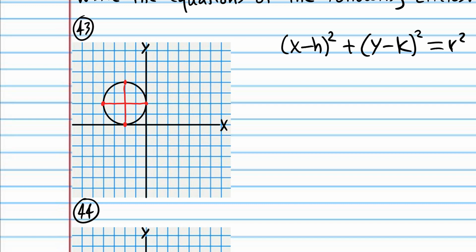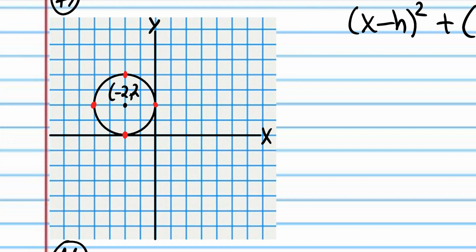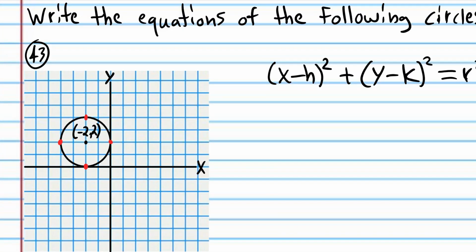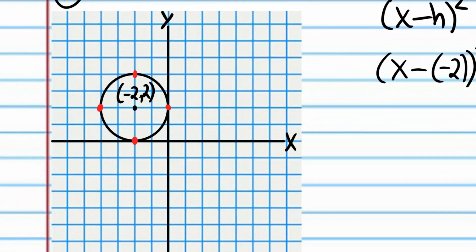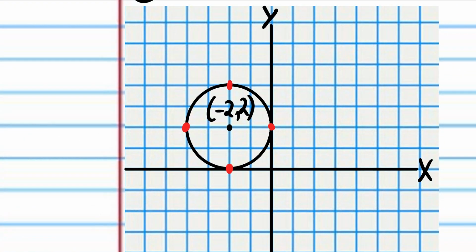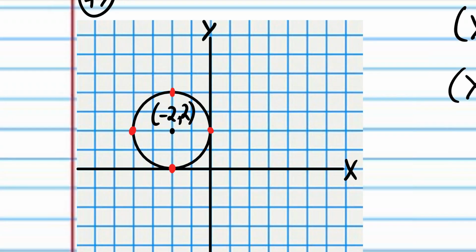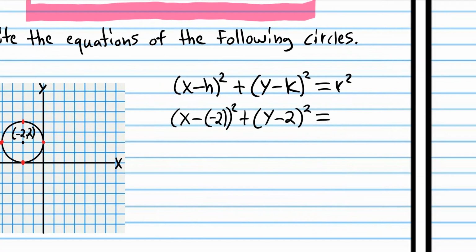So that center point is negative 2, 2. So you plug in negative 2, that's the x value of the center, and then plug in positive 2, that's the y value of the center. And now r is the radius. So we just need to count from the center to a side, and that's 1, 2. So the radius is 2. So we just plug in 2 for r.